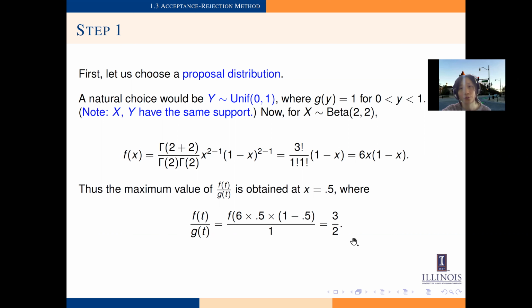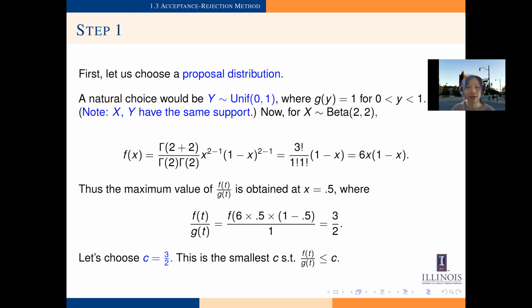Recall that when we choose the proposal distribution, we also want to choose a c value so that the inequality of f(t) over g(t) less than or equal to c is satisfied. In this case, let's choose c equals 3/2. Recall that we want the c value to be as small as possible for that inequality to hold. So c equals 3/2 is the smallest c value we can choose, such that this inequality f(t) over g(t) less than or equal to c still holds.